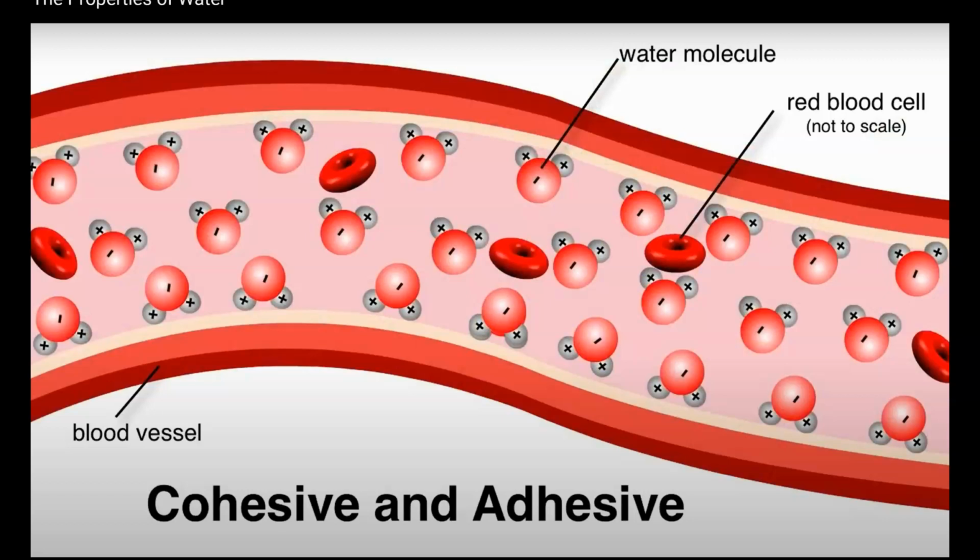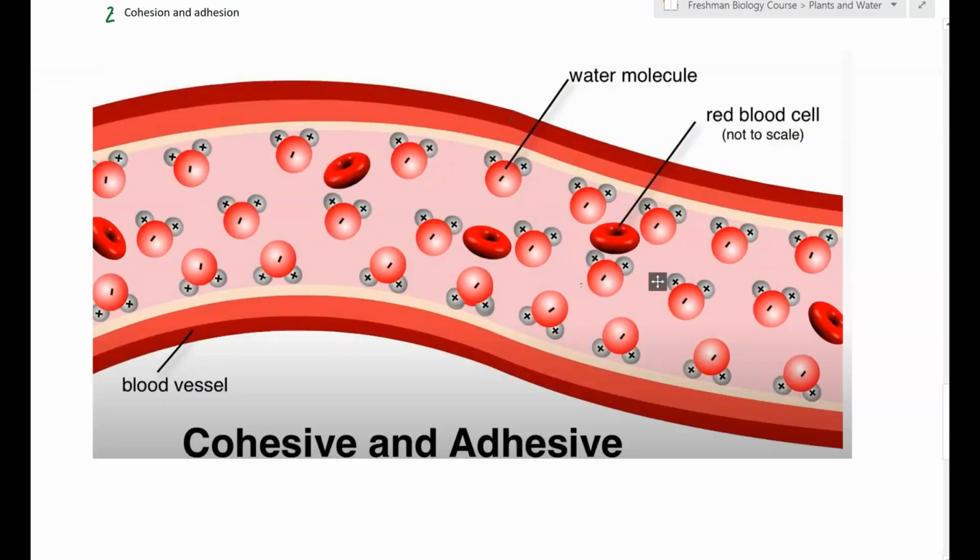The next concept we're going to look at is cohesion and adhesion, okay, because water molecules have cohesive properties and they have adhesive properties. For each one of these properties of water, I want you guys to really focus on how do they help support life on Earth.